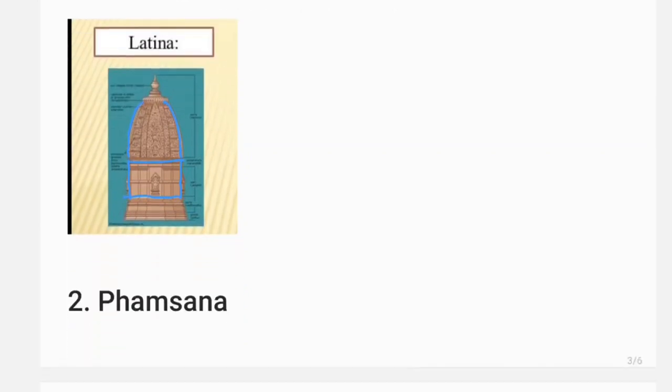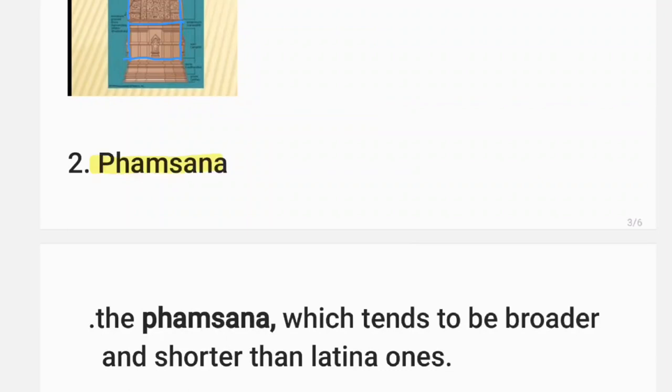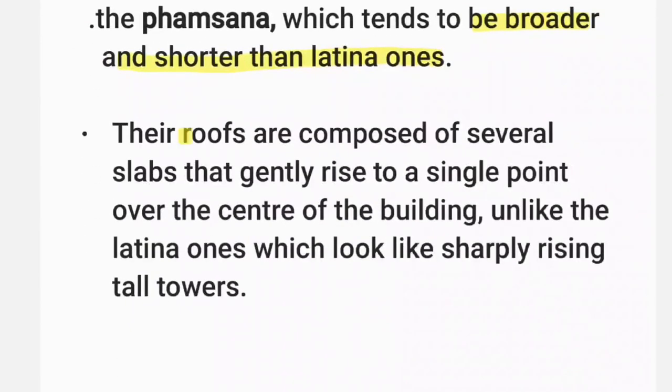Then the second type is Phamsana. Phamsana tends to be broader and shorter than the Latina ones. The roof of the Phamsana is composed of several slabs that gently rise to a single point over the center of the building, unlike the Latina ones which look like sharply rising tall towers.